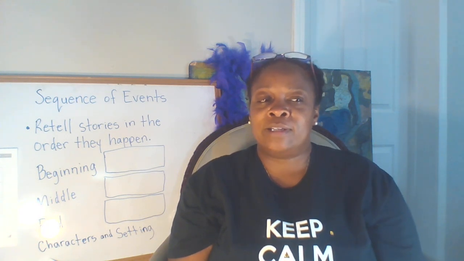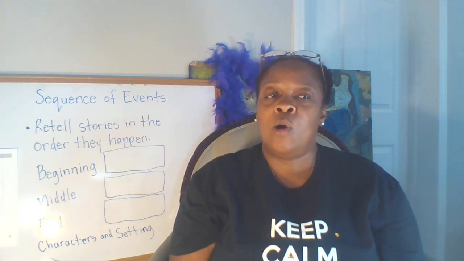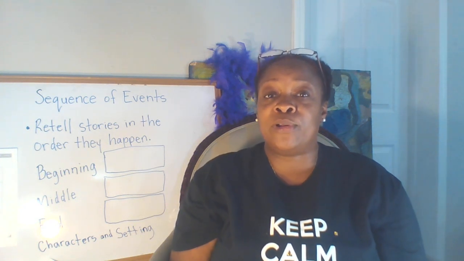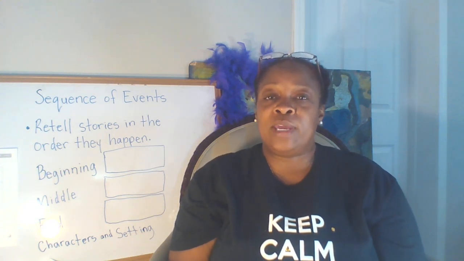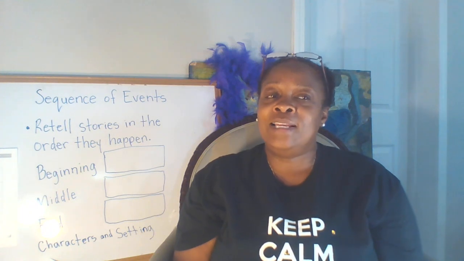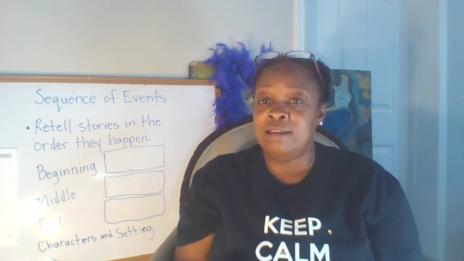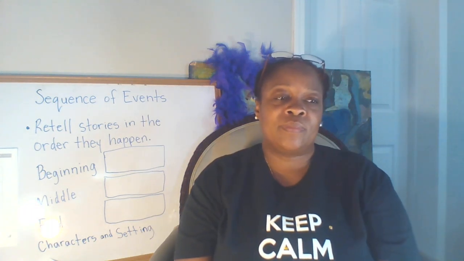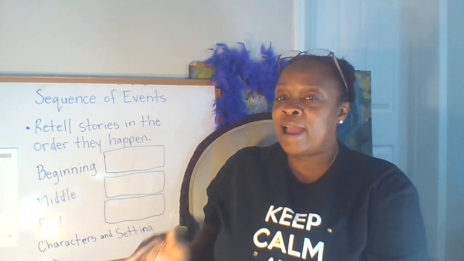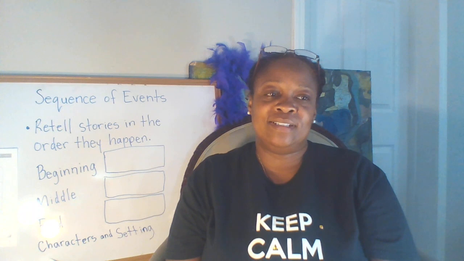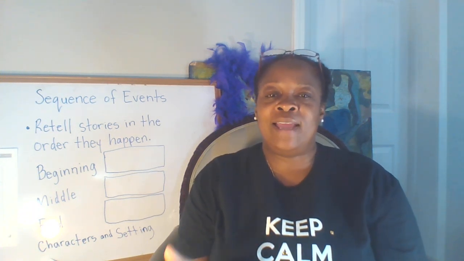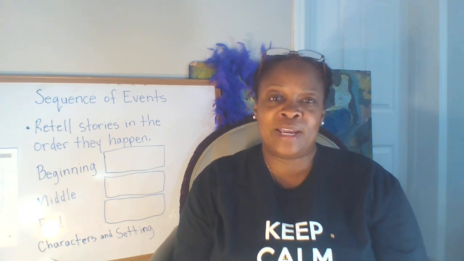Good storytellers take care to retell or recount the important events in the story in the order that they happen. You can recount a story by telling the important events from the beginning, the middle, and from the end. Remember to include the characters and the setting. So let's think about what happens at the beginning, middle, and end of this story.